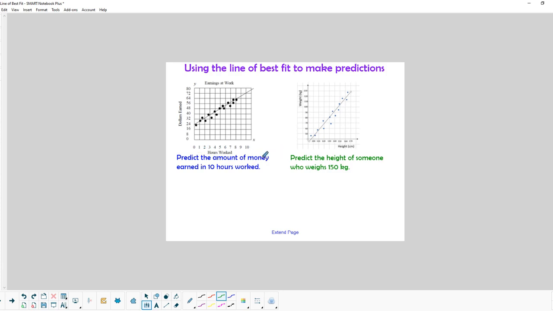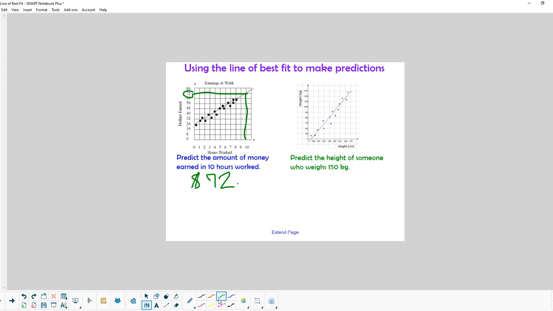So predict the amount of money earned in 10 hours of work. So to do that, all you have to do is go up from 10 hours till you hit the line of best fit, and then go to the left till you hit the y-axis, and you're going to see that the predicted amount would be $72.